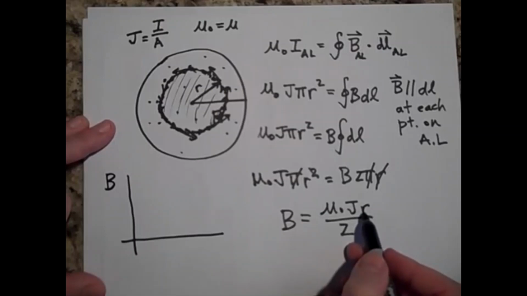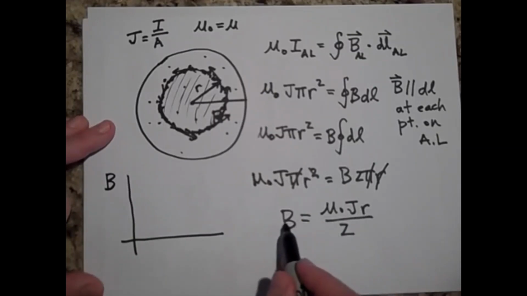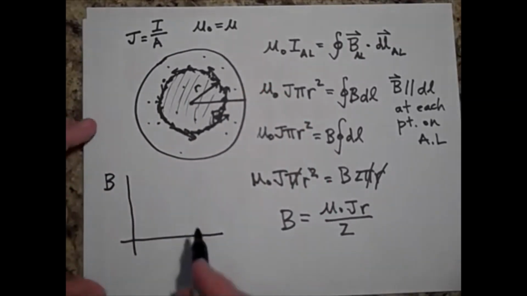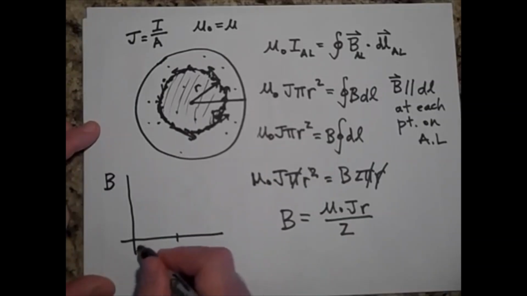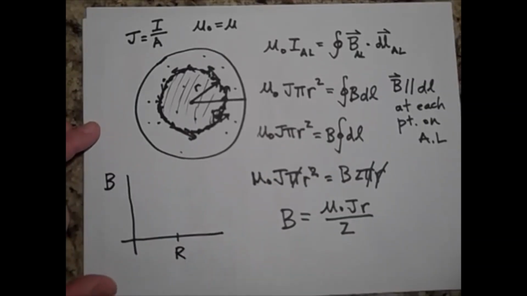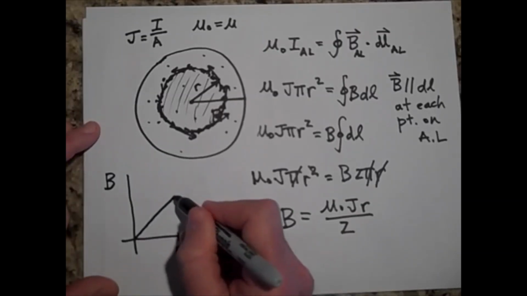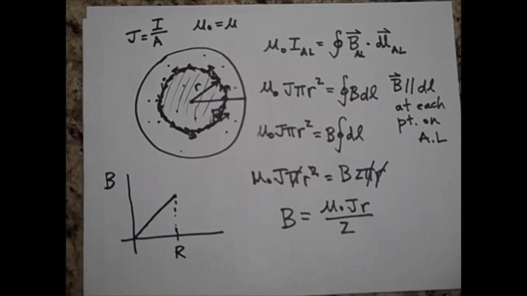Apparently, if I go out twice as far from the center, these are all constants, I get twice the B. If I go out 3 times as far, I get 3 times the B, all the way out to the edge there. So I'm only going to plot this from 0 to R for right now, because I don't know about outside. But inside, it's linear proportion. B is directly proportional to r.